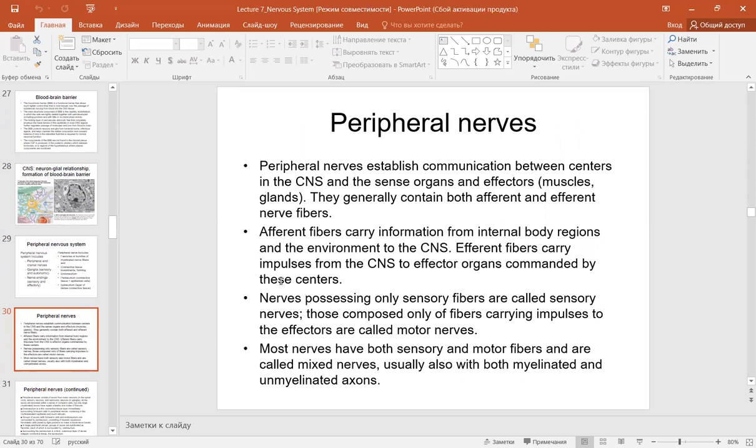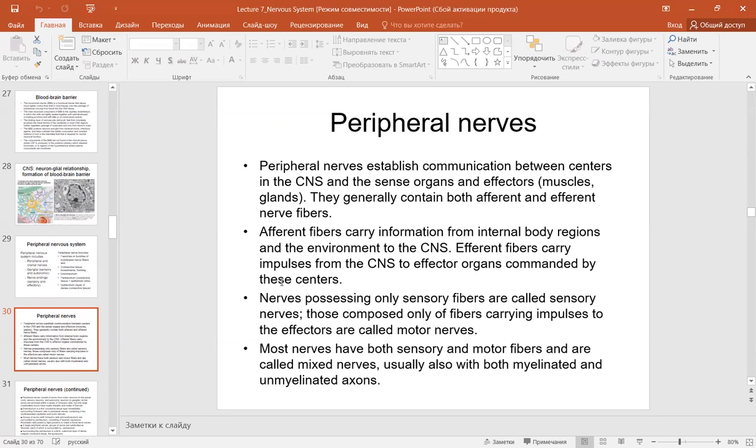Peripheral nerves establish communication between centers in the central nervous system and the sense organs and effectors, muscles and glands. They generally contain both afferent and efferent nerve fibers. Afferent fibers carry information from internal body regions and the environment to the central nervous system. Efferent fibers carry impulses from the central nervous system to the effector organs commanded by these centers. The effector organs can be either muscle or gland.